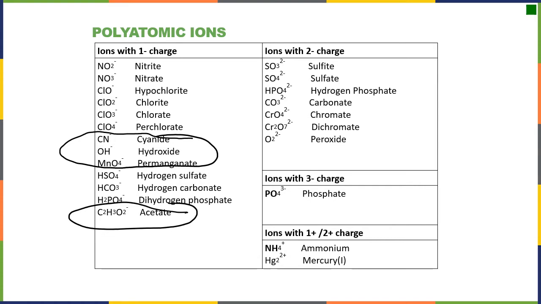Cyanide, hydroxide, permanganate, and acetate. Chromate and dichromate you'll see around, but do not memorize these. All right, the rest of these guys you're going to need to memorize. So let's take a look at those first 4.